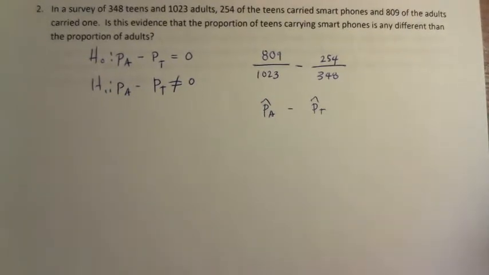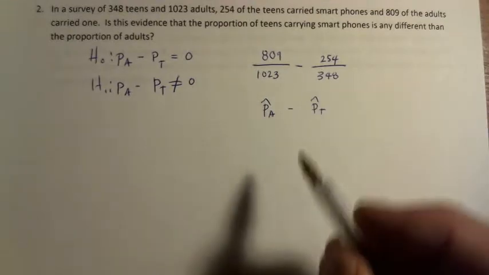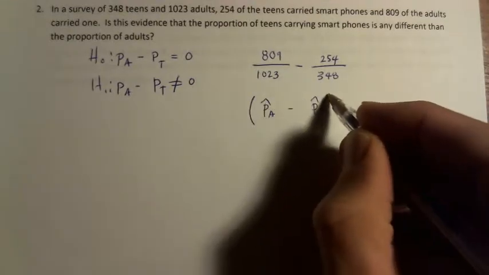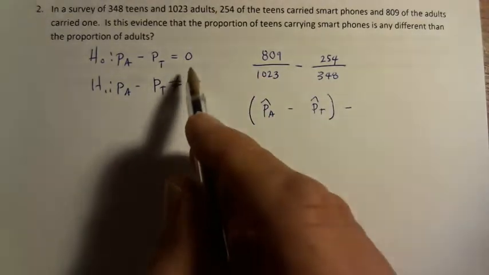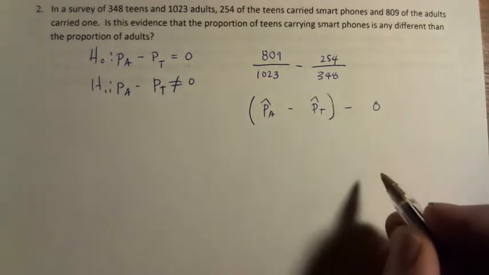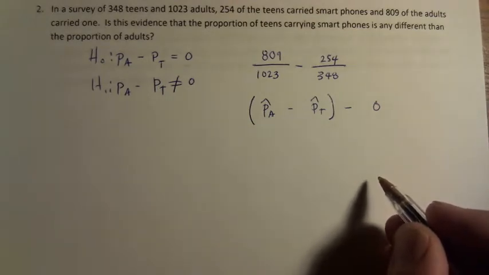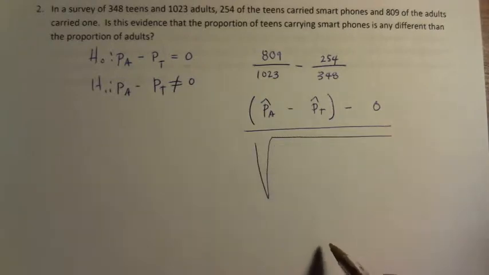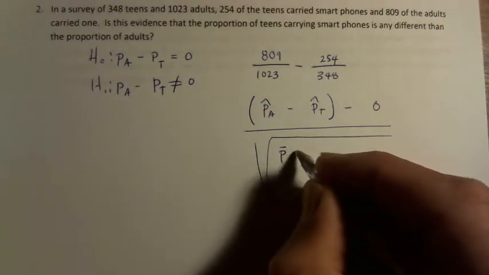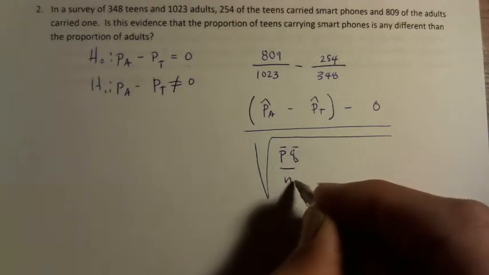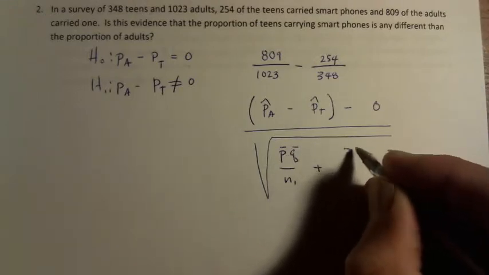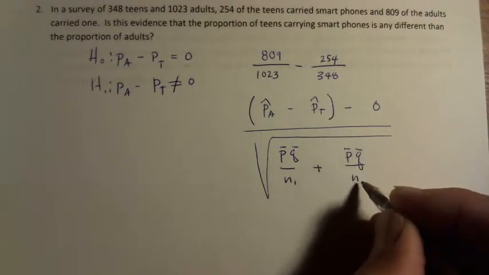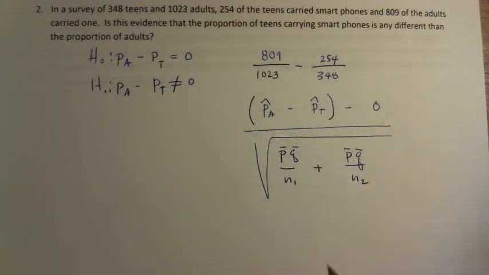Now, the z-score is going to be this minus the null hypothesis. Under the null hypothesis, we're saying that difference is 0, divided by the standard deviation. And remember how crazy that standard deviation was. It was pq over n1 plus pq over n2, all inside that square root. So it's going to take a second to figure out what those things are.